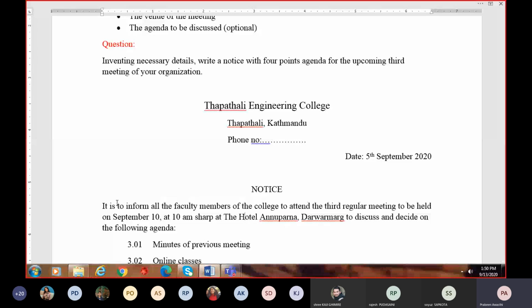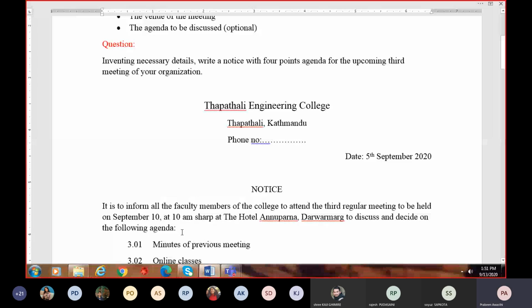Or you can directly start with Thapathali Engineering College is going to organize its regular meeting on this one. You can start that way too. Don't always depend on this style, right? But I have started in this way. It is to inform all the faculty members of the college to attend the third regular meeting to be held on September 10. Date of the meeting, September 10 at 10 a.m. sharp at the Hotel Annapurna, Darbar Marg, to discuss and decide on the following agenda.